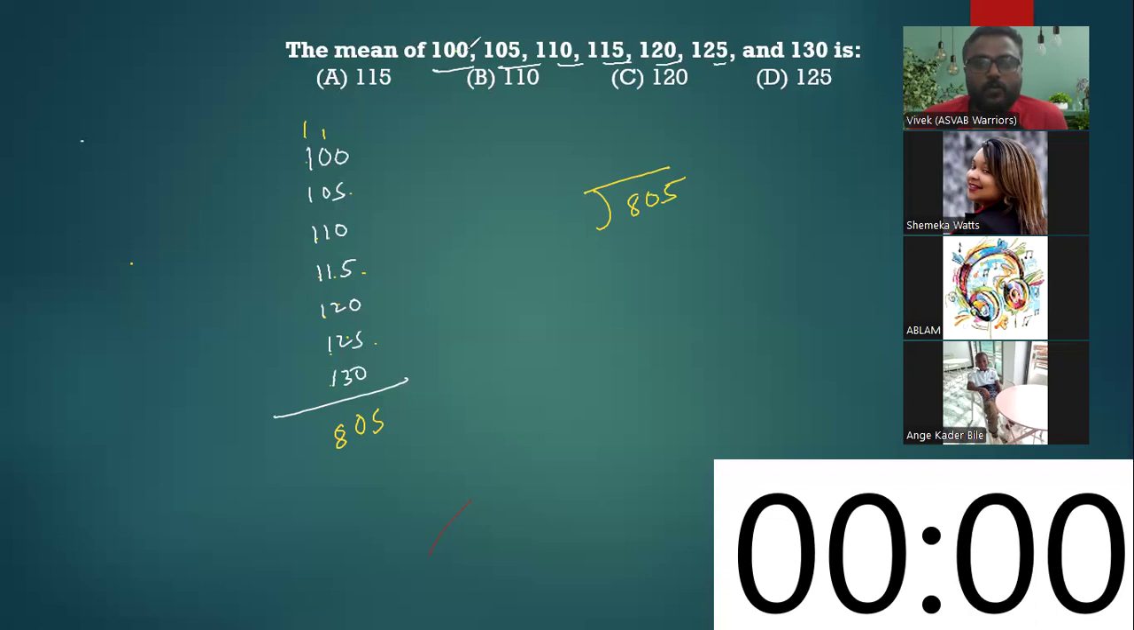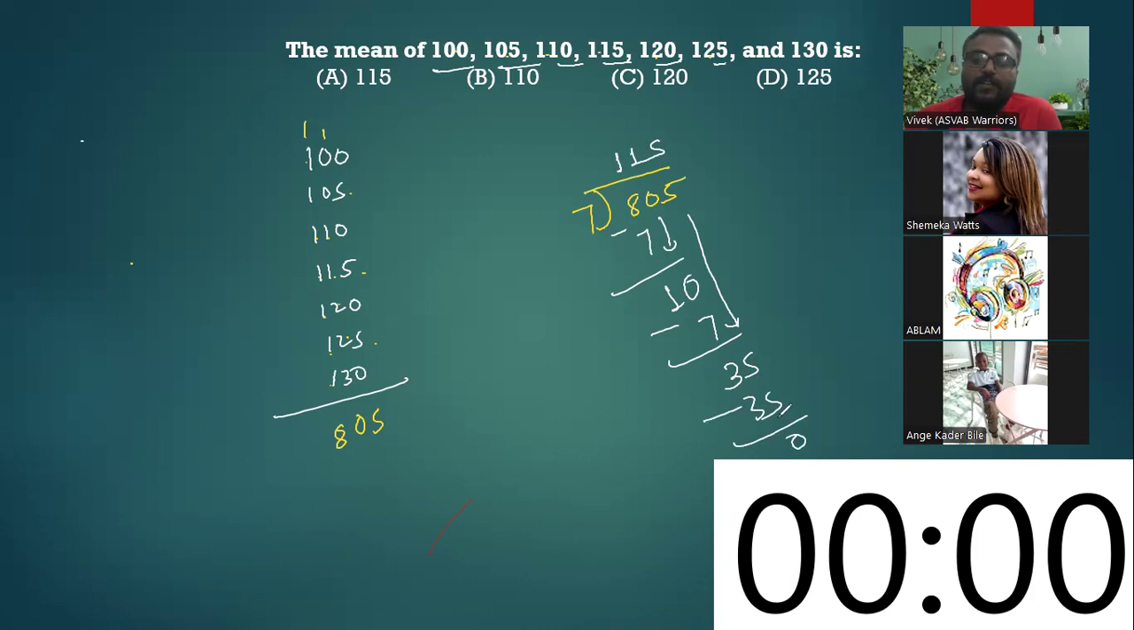805 divided by how many numbers are there? 1, 2, 3, 4, 5, 6, 7. So 805 divided by 7. So let's try to solve it. 7 times 1 is 7. You subtract it. 8 minus 7 is 1. Carry the 0 down. So 7 times 1 again is 7. Subtract it. 10 minus 7 is 3. You bring this 5 down. 7 times 5 is 35. Subtract it. You get 0. So option A is correct.